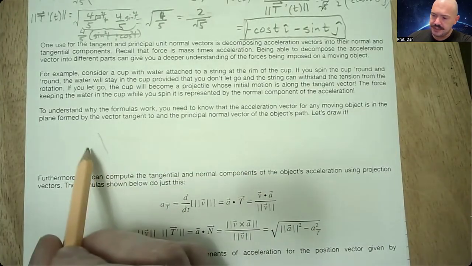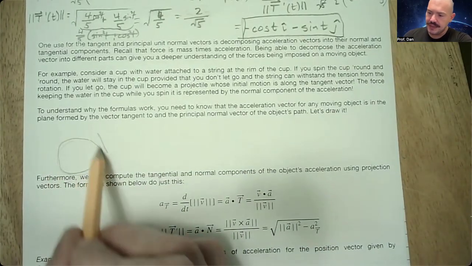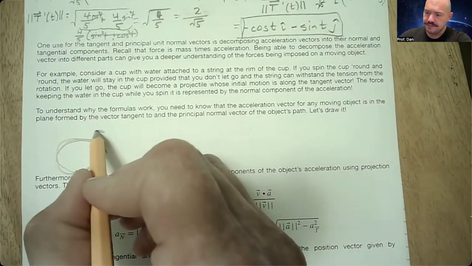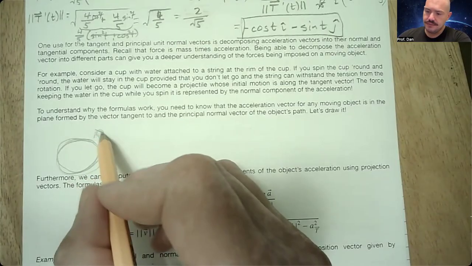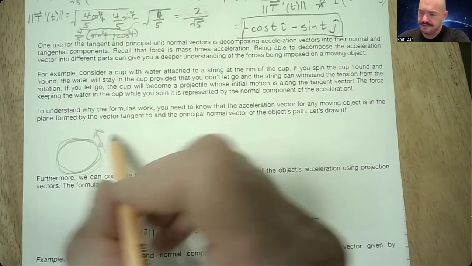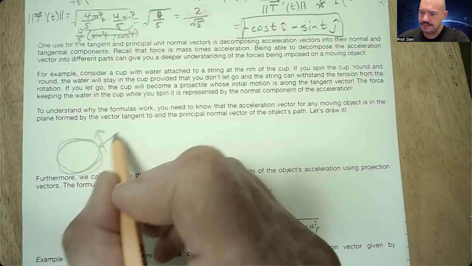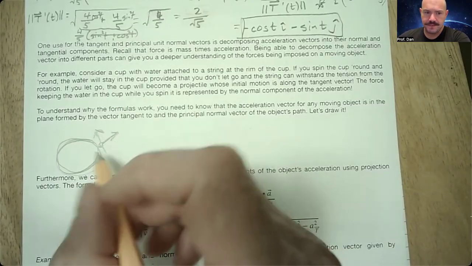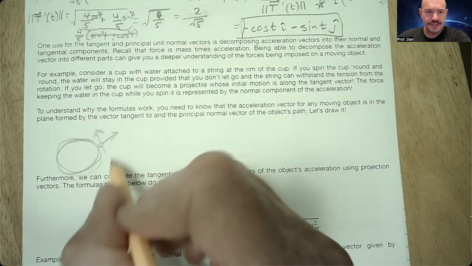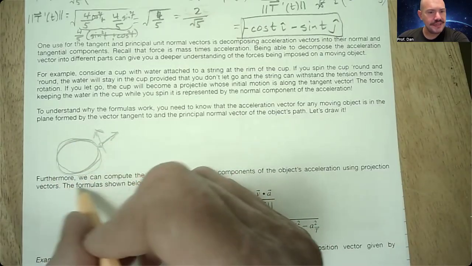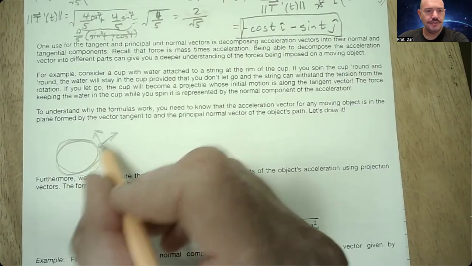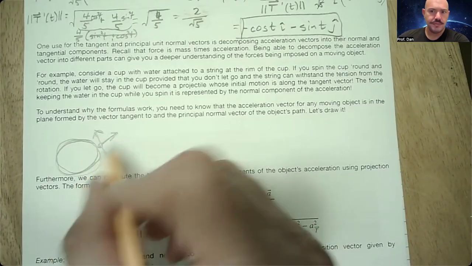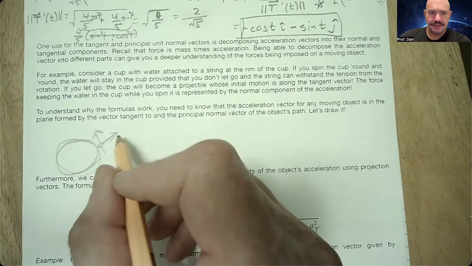So if I have an object that's moving along some kind of a path, the tangent vector would be represented like this. The normal vector would be represented like this. So you have the force that's moving the cup in that circular path. You have the normal force that is keeping the water in the cup, i.e. your centripetal force, like that.